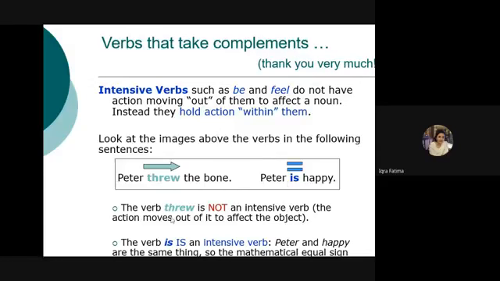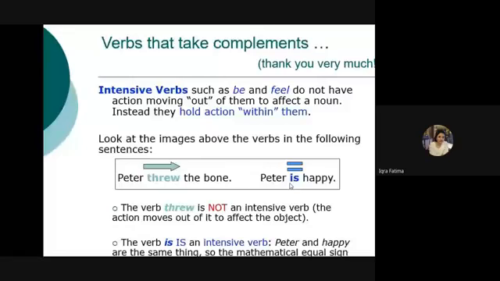Okay. So the verb written here in "Peter is happy" is an intensive verb. Peter and happy are the same thing. So the mathematical equal sign is representing the action of the intensive verb. Its action is holding those two together, the subject and the word which is telling about the subject. Okay, so this is called a linking verb.